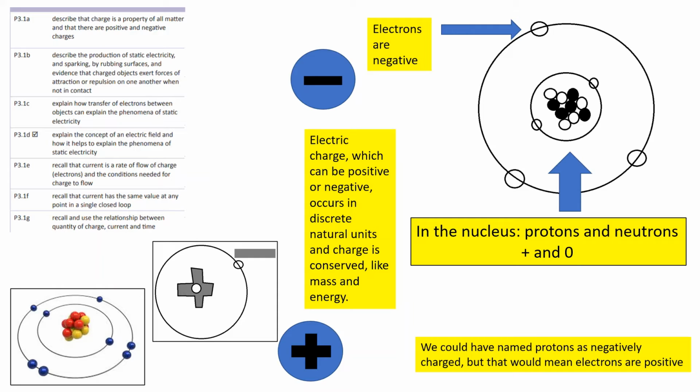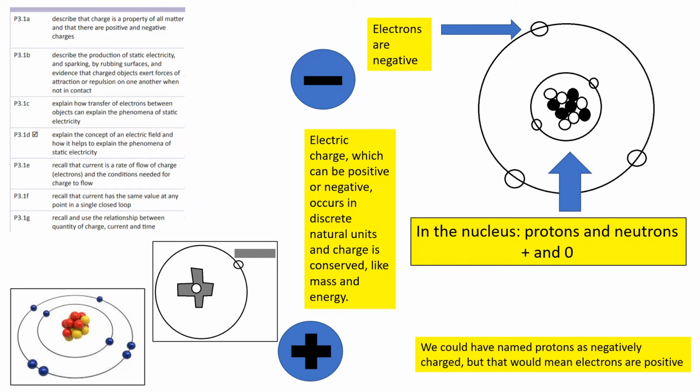Alright, so if you look at the top right, you've got a diagram of the atom where the protons and neutrons are inside the nucleus and you've got electrons orbiting around the nucleus. We just say that the protons are positively charged and the electrons are negatively charged. It's just that we assign them as positive and negative. If we had called the protons negative, then the electrons would have been positive.